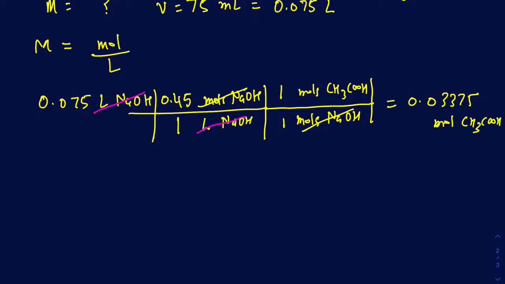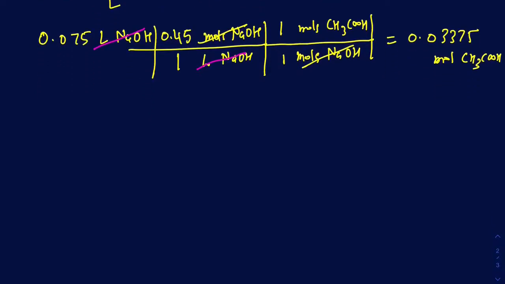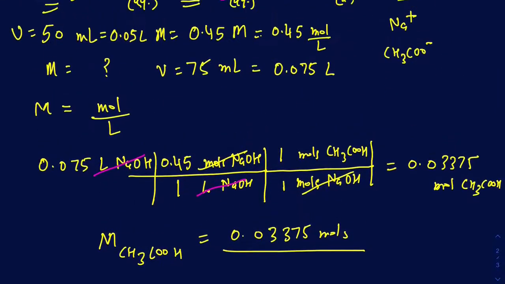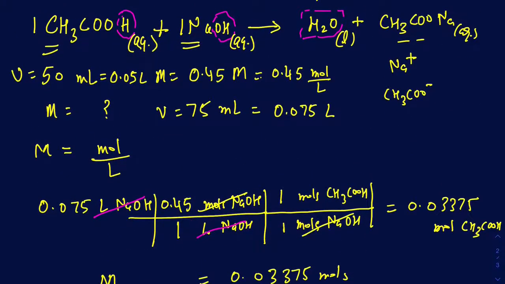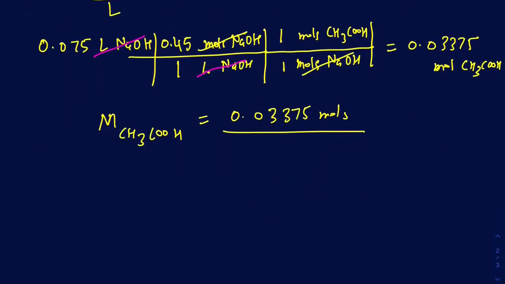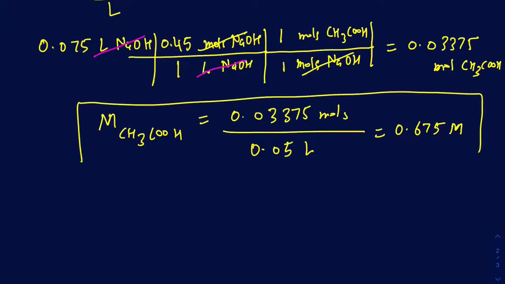Now you know the moles of acetic acid, and we can easily calculate the molarity of acetic acid. That's going to be the moles, which is 0.03375 moles, divided by the volume of acetic acid, which is given to be 50 milliliters, and that's 0.05 liters. So all you really have to do is divide that by 0.05, and that gives you 0.675 molar. So that's going to be the molarity of your acetic acid.